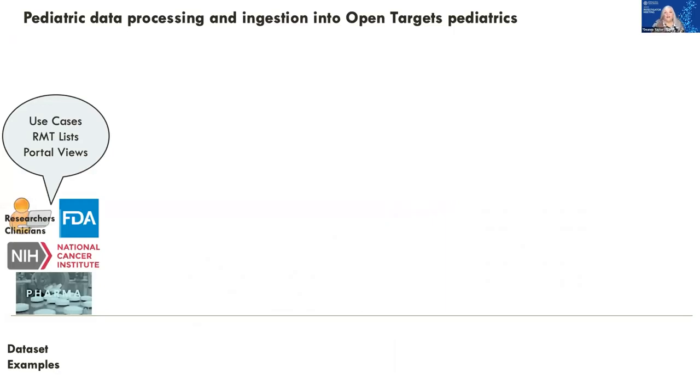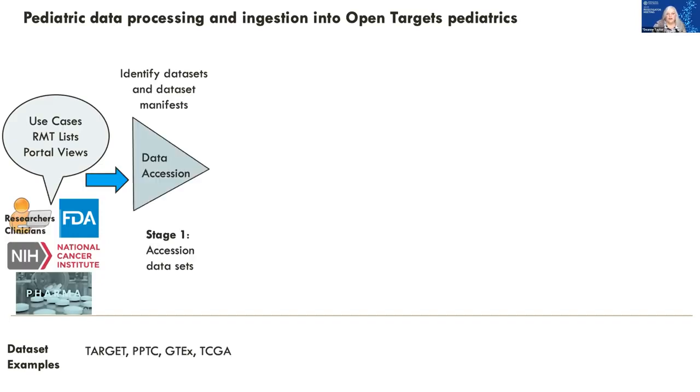Overall, for pediatric data processing and ingestion into Open Targets, we're going to start with use cases, RMTL lists, and the portal views. These are all things that are going to come from the users. What do the users want to see? What kind of portal views are important to them? What kind of use cases are important to them? We've gotten some feedback from some clinicians on that, and we're definitely going to be looking for more information on that. The data will be accessed and ingested based on what's needed in the use cases.